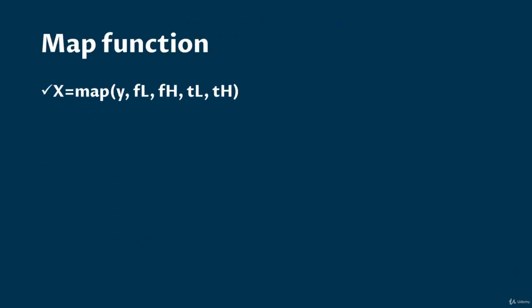This function is used to map a value from one range to another. Look at the syntax. How we write it? It's x equal to map within bracket y, fl, fh, tl, th. Here the value of y will be mapped and stored in x. Value of y is in the range of fl and fh, and that is the source range where fl is the lowest value and fh is the highest value.